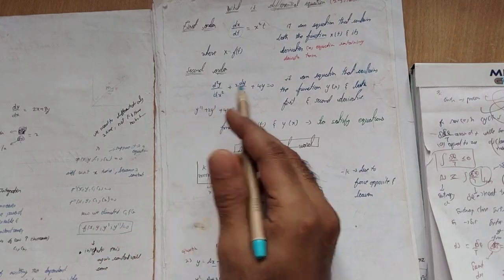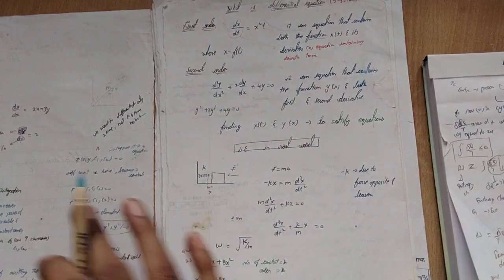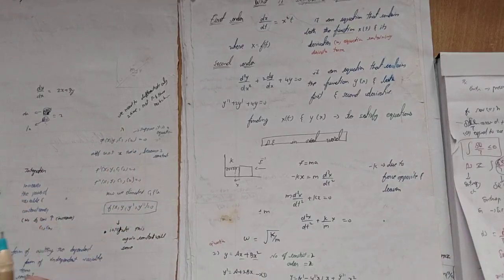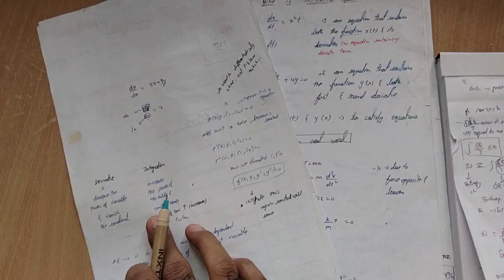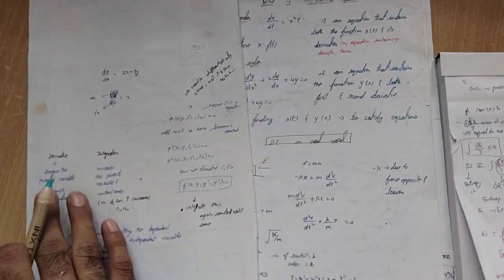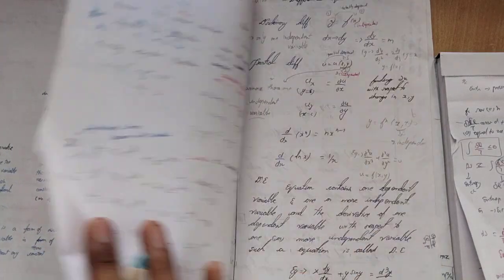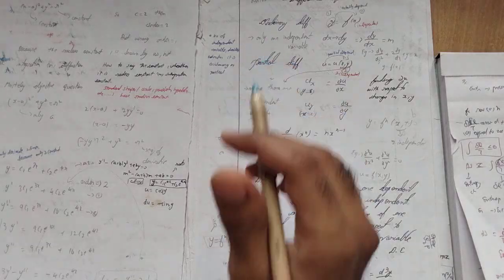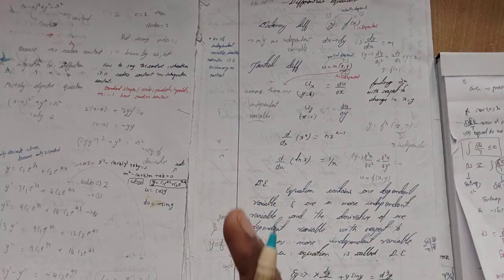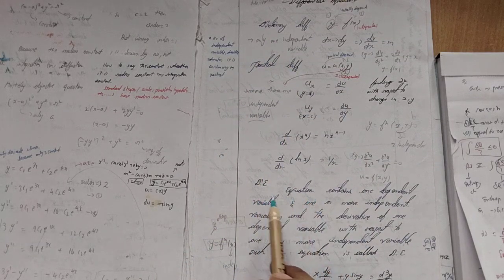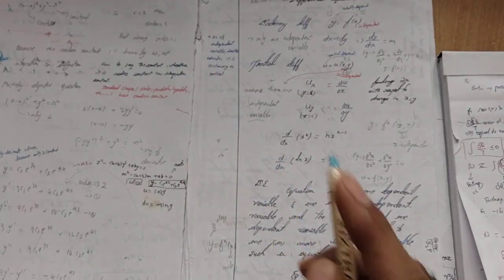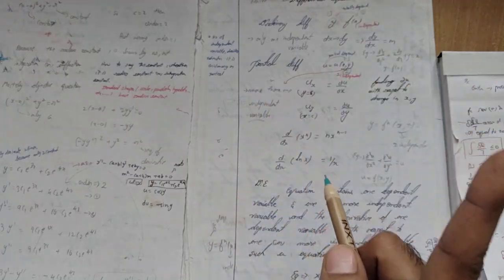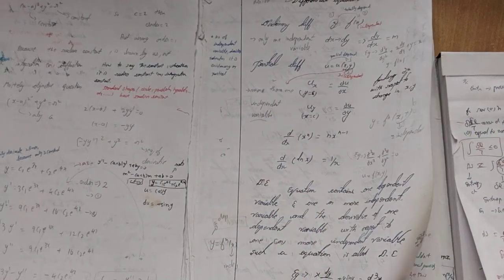So the second order derivative I just explained. A derivative means a decrease in the power of the variable, and integration means an increase in the power of the variable. So ordinary differential and partial differential I just explained to you. And the differential equation contains one dependent variable and one or more independent variables, and the derivative of the dependent variable with respect to one or more independent variables. I think you can understand. So such an equation is called a differential equation.